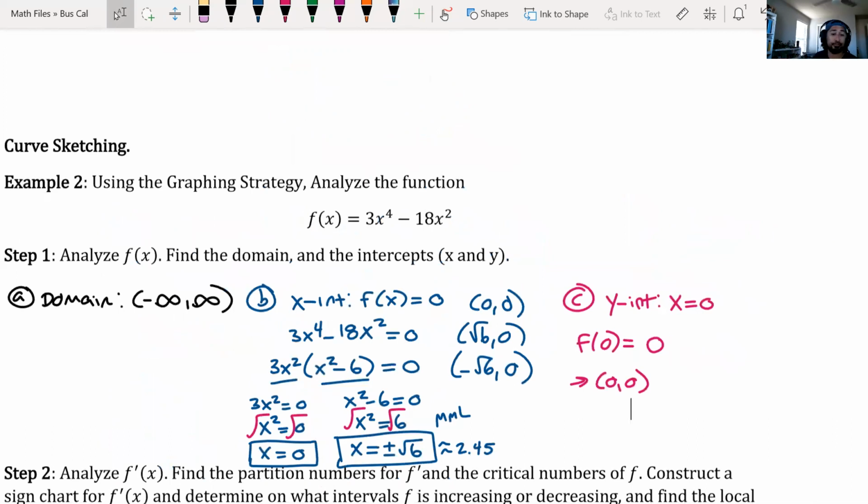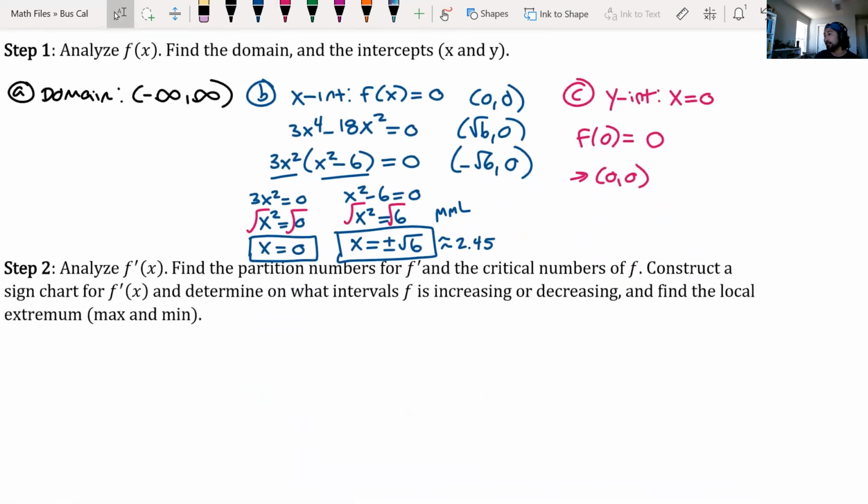Any questions on that? For part C, we only do that to the first point. For part C, since you're finding a y-intercept, you plug 0 in for every single x. So it would be 3 times 0 to the 4th minus 18 times 0 squared, but none of that matters because it all becomes 0. Oh, got you. Okay.